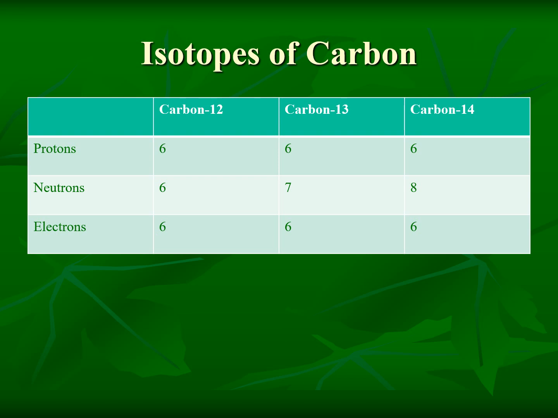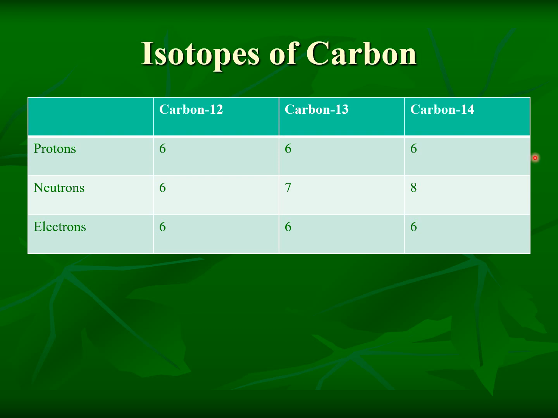One of the isotopes is carbon-13. And in this case, it still has 6 protons, 6 electrons, but remember, in an isotope, you have a different number of neutrons. So instead of having 6, it has 7. And then carbon-14, which is also an isotope, instead of having 6 neutrons, it has 8.